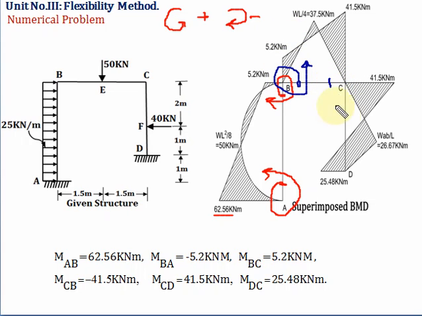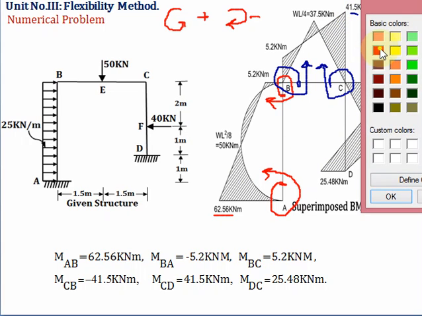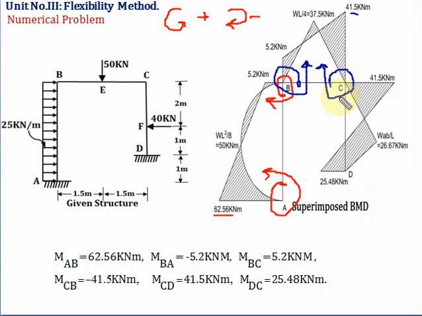Now the moment in member CB is minus. Minus means you have to rotate the joint C in clockwise direction. So I will rotate the joint C in clockwise direction, and it should cut the line CB once. So here this value is 41.5. Next, the moment in member CD is 41.5 plus. So rotate the joint C in anti-clockwise direction and cut the member CD once.